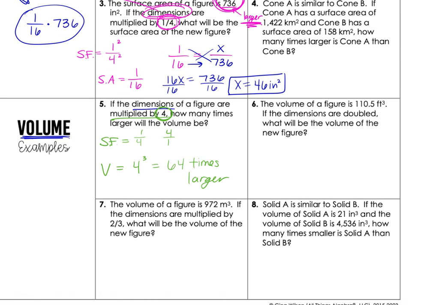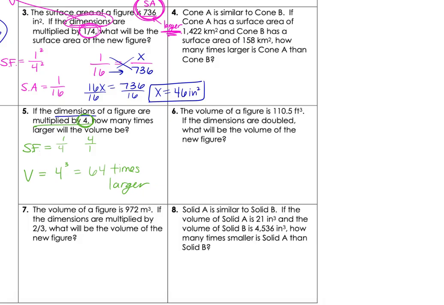Okay, so then look at number 6. The volume of a figure is 110.5. That's the volume. If the dimensions, scale factor, are doubled, what will the new volume be? So what's your scale factor? The dimensions are doubled. What's the relationship between your sides? You kind of have two options here. You could call it a 1 to 2, or you could call it a 2 to 1, because it's just how do they relate to each other, right? One is double the other.